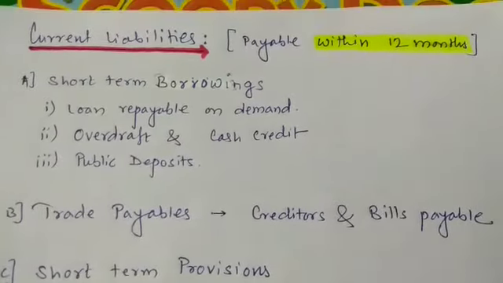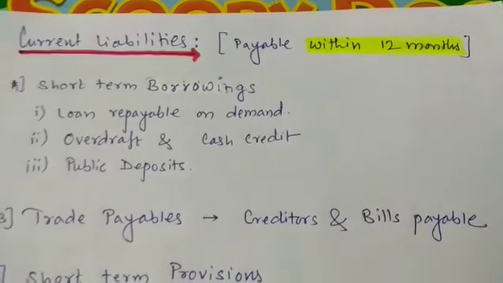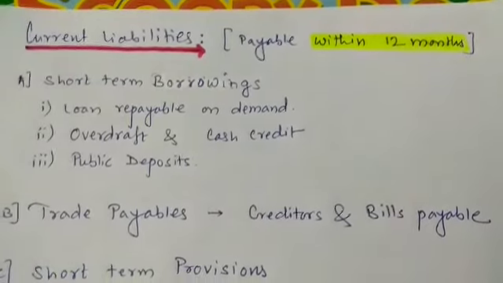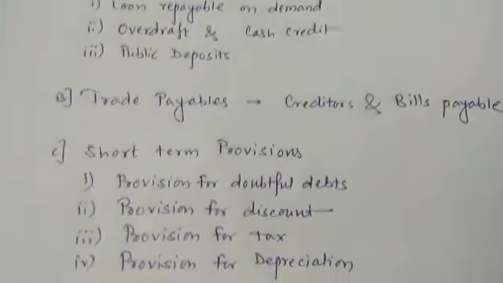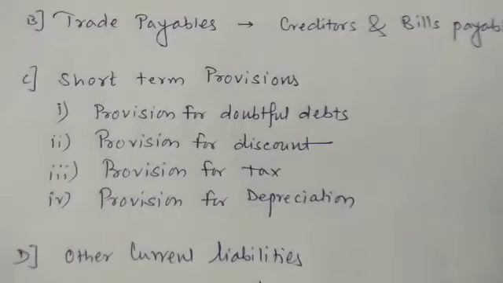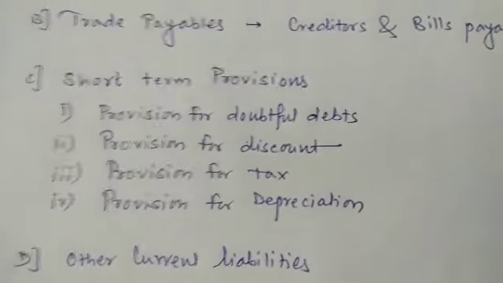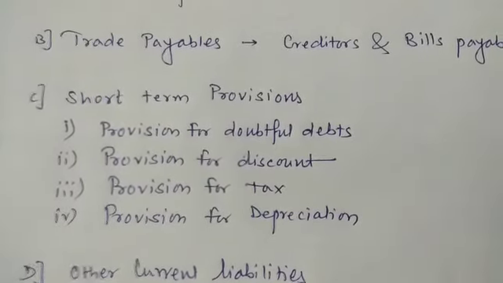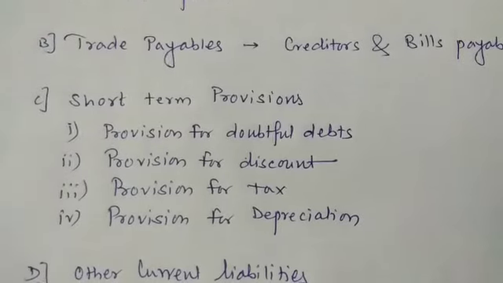It also includes public deposits for a shorter period of time. The second is trade payable. Trade payable, as we have discussed earlier, if it is for a shorter period of time in the form of creditors and bills payable, will be considered as a part of current liabilities. Short-term provisions, the provisions for doubtful debts, provisions for discount on debtors, provision for tax and provision for depreciation will be some of the examples which are short-term provisions.